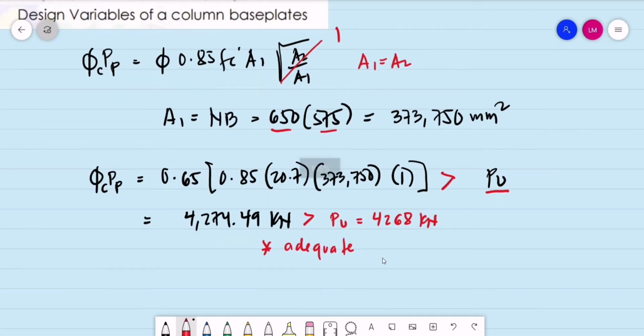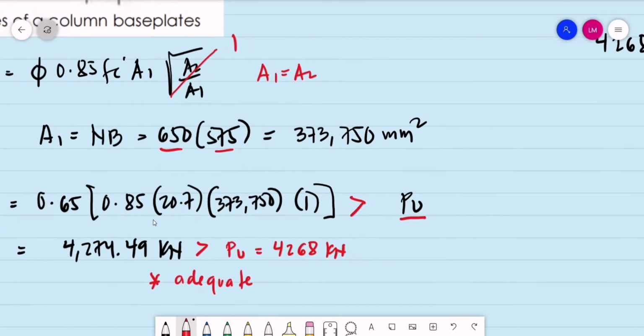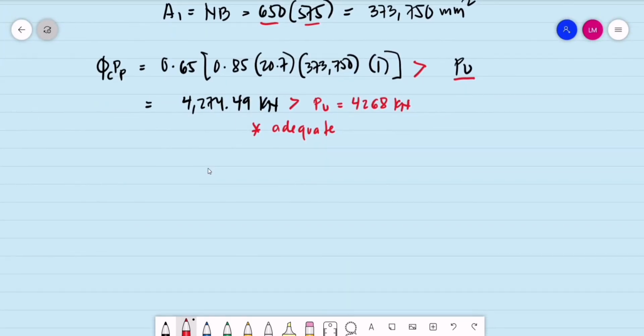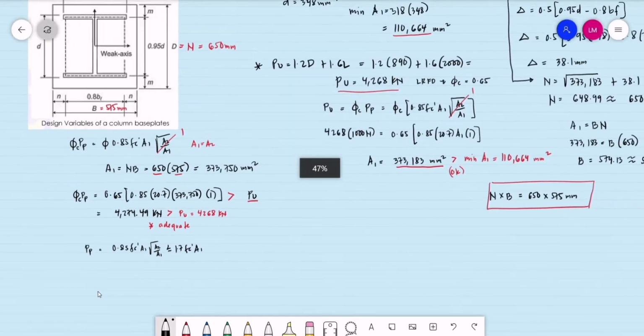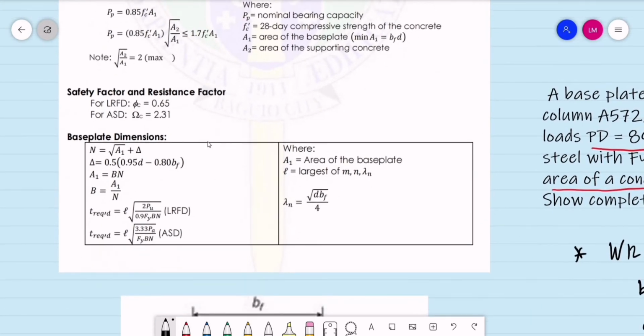Okay, so other checking. What if we have the other values of the checking? The term that we have, 0.85 f'c, is the nominal strength of the concrete. 0.85 of f'c, area 1, multiplied by the square root of area 2 divided by area 1 should be less than or equal to 1.7 of the f'c times area 1. So if you are to check our reference, that is 0.85 f'c area 1 square root of area 2 over area 1 is less than or equal to 1.7 f'c area 1.